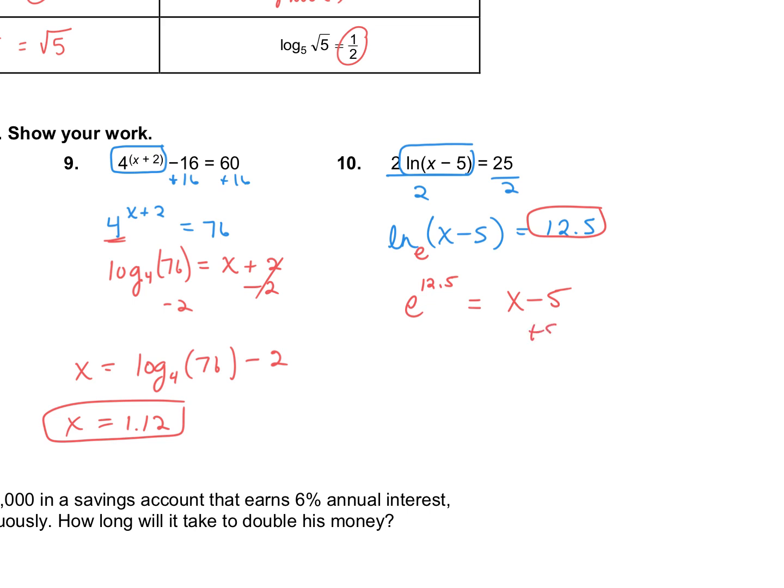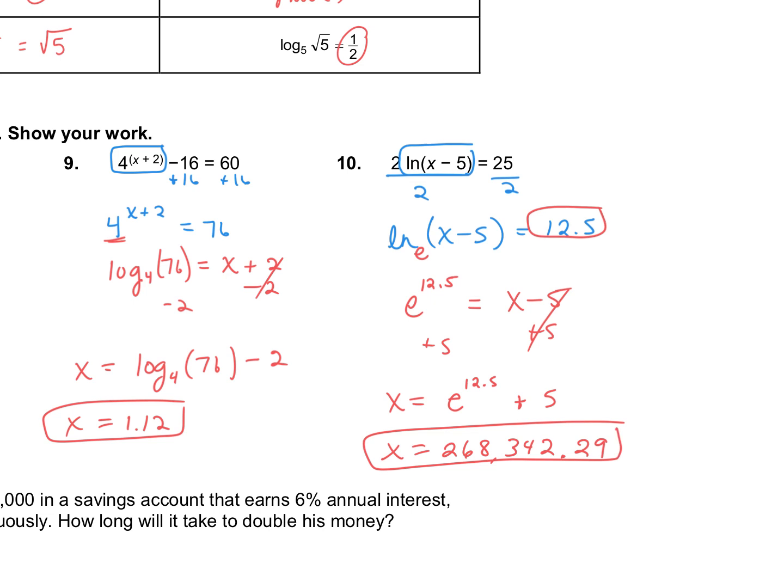Last step to get x alone, we're going to add 5 to both sides. So we got x equals e to the 12.5 power plus 5. And then we just type that in and see what we get. And we do get kind of a big number here, 268,342.29, rounding to the nearest hundredth.